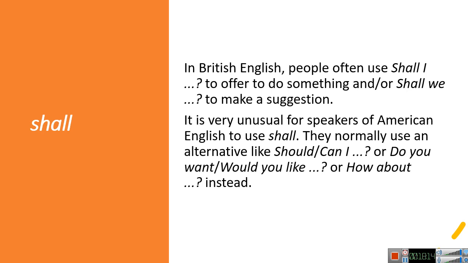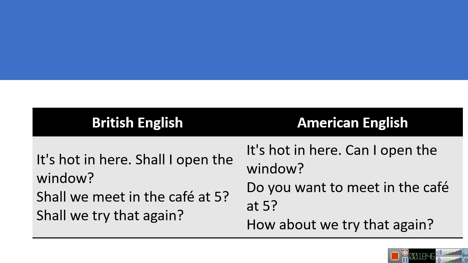Okay, now let's look at shall. So in British English, people often use shall, like shall I, to offer to do something, and shall we, to make a suggestion. It is very unusual for speakers of American English to use shall. They normally use alternatives like should, can I, do you want, would you like, or how about instead. So let me show you how we do that.